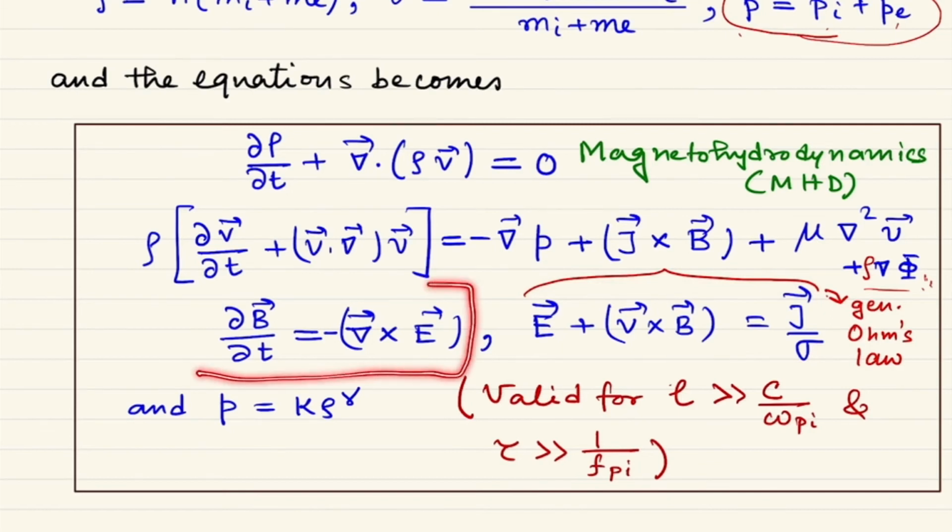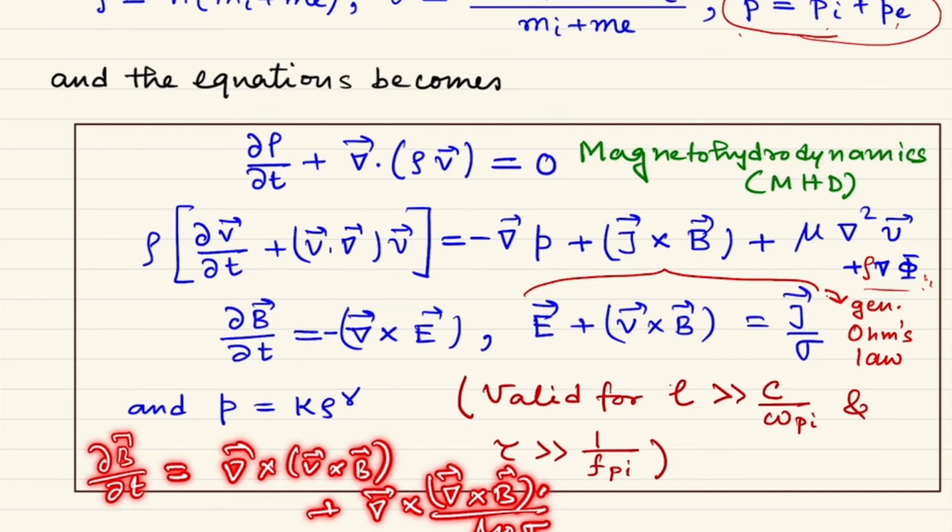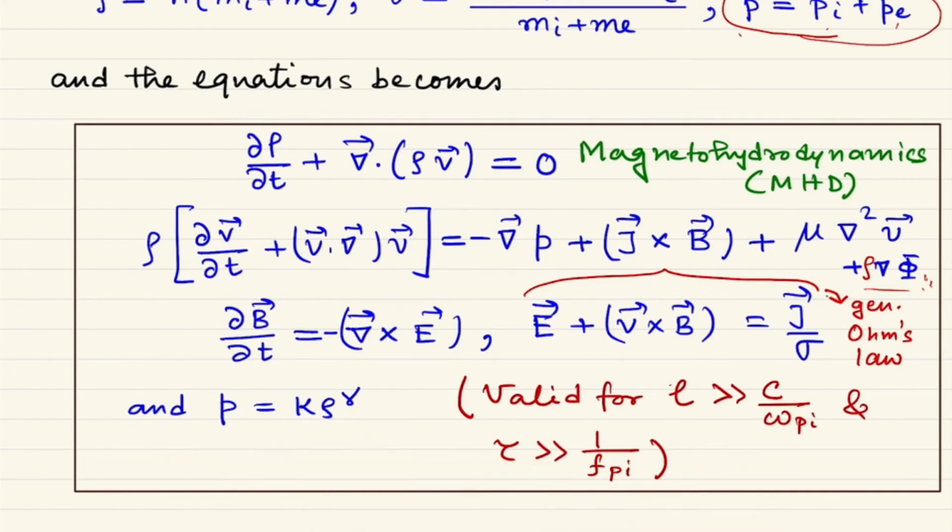And you have your Faraday's law from Maxwell's equations. If you just replace your electric field by this equation, you will simply get something like this: del B del t is equal to curl of V cross B plus curl of B over mu zero sigma, because curl of B is equal to mu zero J, since the displacement current is neglected here. If you expand this, you will have minus nabla square B by mu zero sigma, and this 1 by mu zero sigma you can call eta. As we will discuss in the next lecture, that will be the magnetic diffusivity.